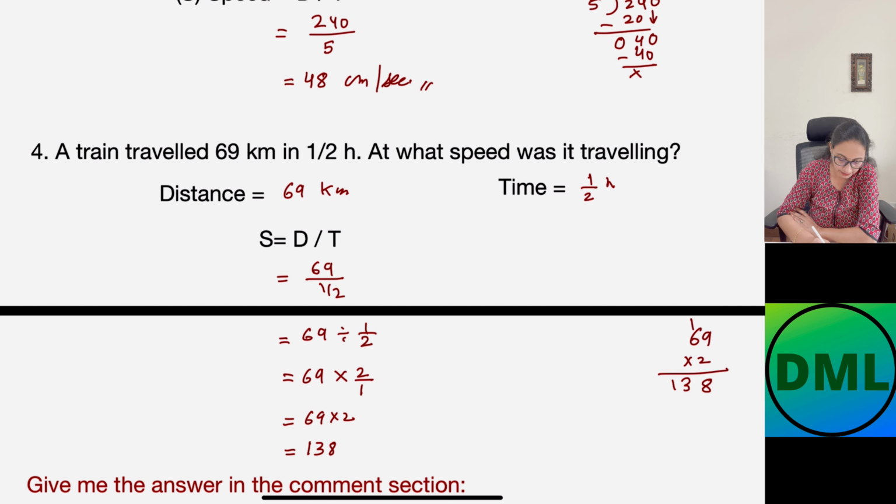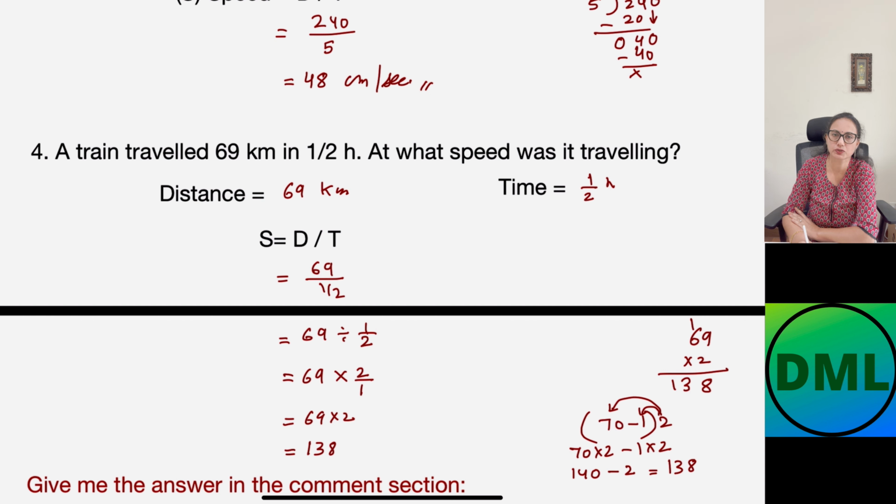Another method of doing it: write down 69 as 70 minus 1, which is 69, multiplied by 2. If you multiply, this 2 is multiplied by 70 also and this 2 is multiplied by 1 also. If I multiply 70 times 2 minus 1 times 2, 70 times 2, 7 times 2 is 14. So it will be 140 minus 2 times 1 is 2. 140 minus 2, your answer will be equal to 138. So there are two ways to do it. Whatever method you feel comfortable, you can do that.